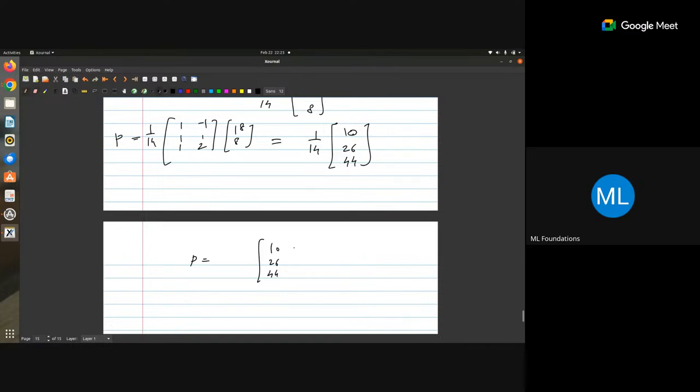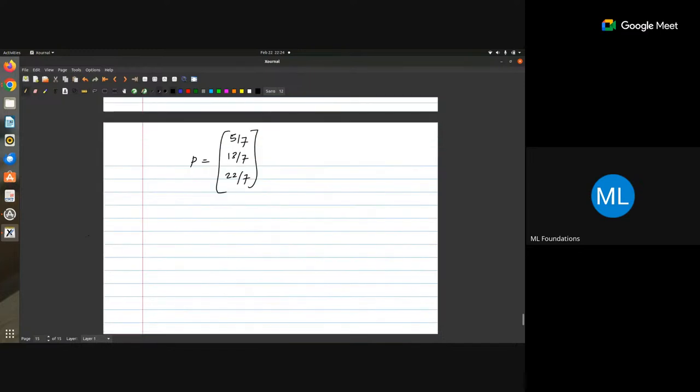So if I go inside, we will write it properly. 10/14, okay, I'll just write it in terms of fractions. 10/14 is basically 5/7. 26/14 is 13/7. 44/14 is like 22/7.